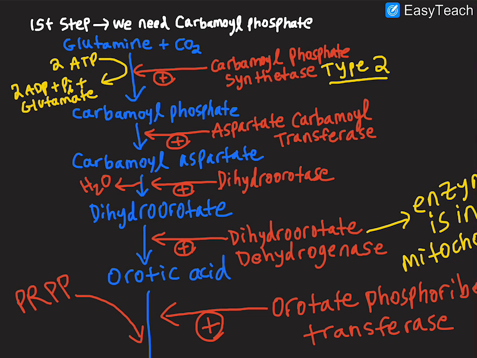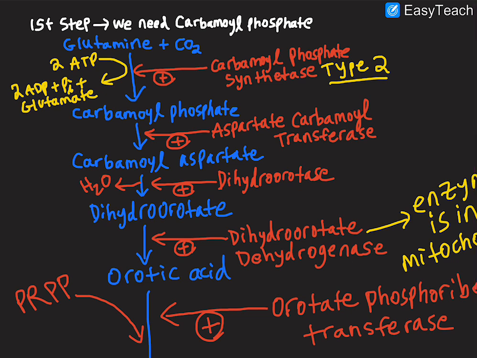Now I want to go from carbamoyl phosphate to carbamoyl aspartate. I do that via aspartate carbamoyltransferase. Again, from carbamoyl aspartate, the goal is to go to dihydroorotate, but I can only do that if I have the enzyme dihydroorotase. We dehydrate this carbamoyl aspartate by taking out a water molecule. So now, with the help of dihydroorotase, I'm at dihydroorotate.